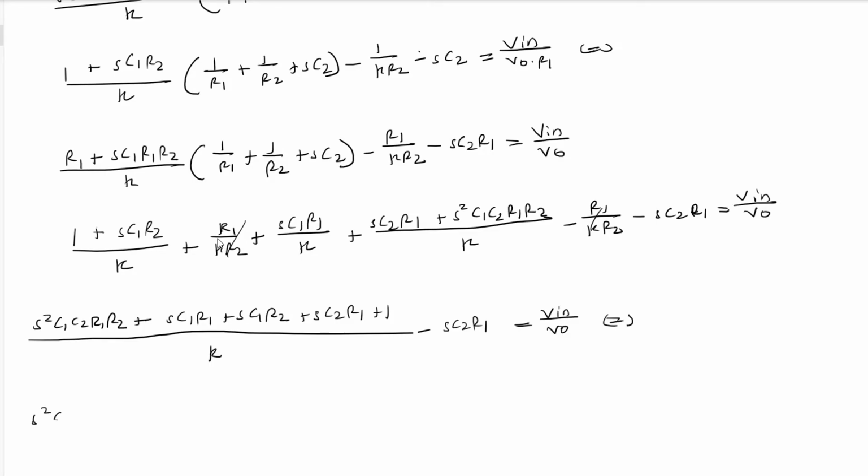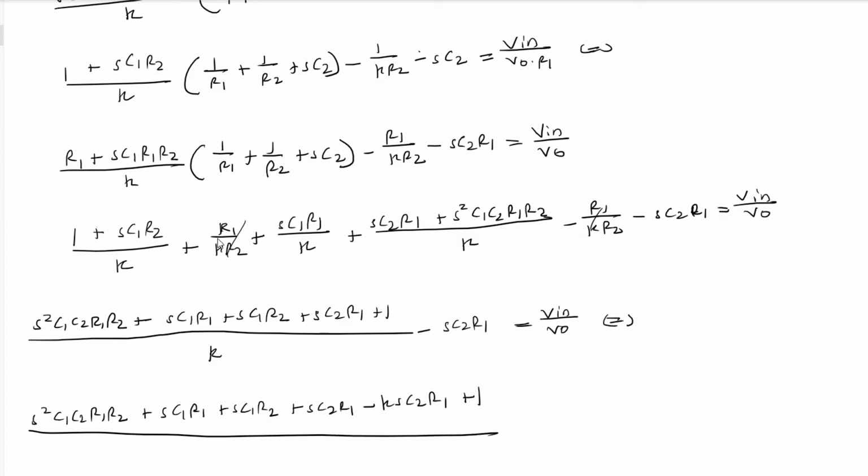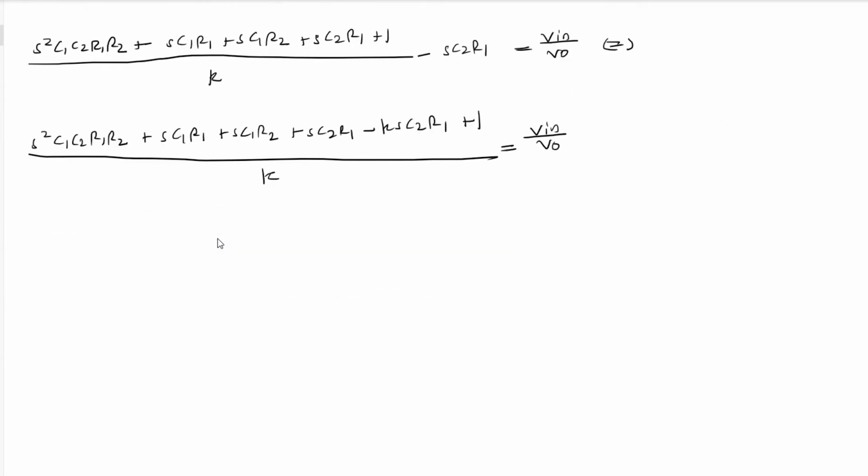We want the entire left hand side to be one fraction, so we multiply with K in both the numerator and denominator of the last term, S times C2 times R1. And now we get one big fraction. But this is not the transfer function. The transfer function is output divided by input, and we have input divided by output. So all we need to do is invert the expression, and then we get the transfer function.